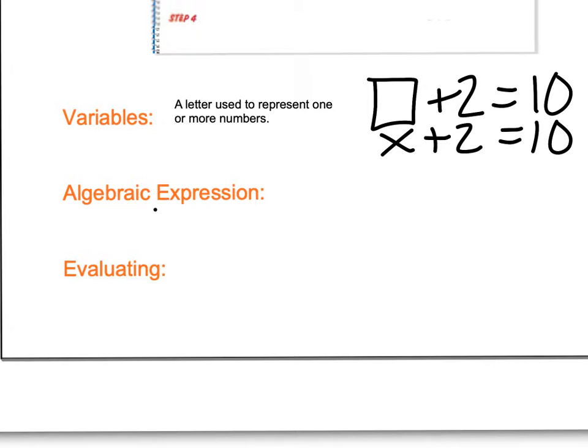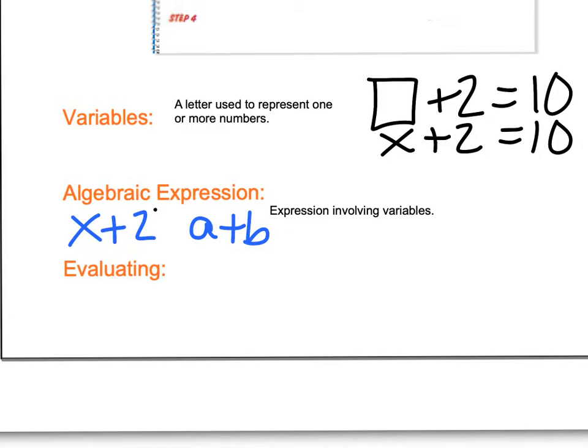So an algebraic expression then is different from a numerical expression. I defined that in the beginning. But an algebraic expression is an expression involving variables. Okay? So an example of an algebraic expression would be, say, x plus 2, like we just did, or it could be a plus b, or maybe 4 divided by c. Something like that. Notice again there's no equal signs, we're only talking about an expression.